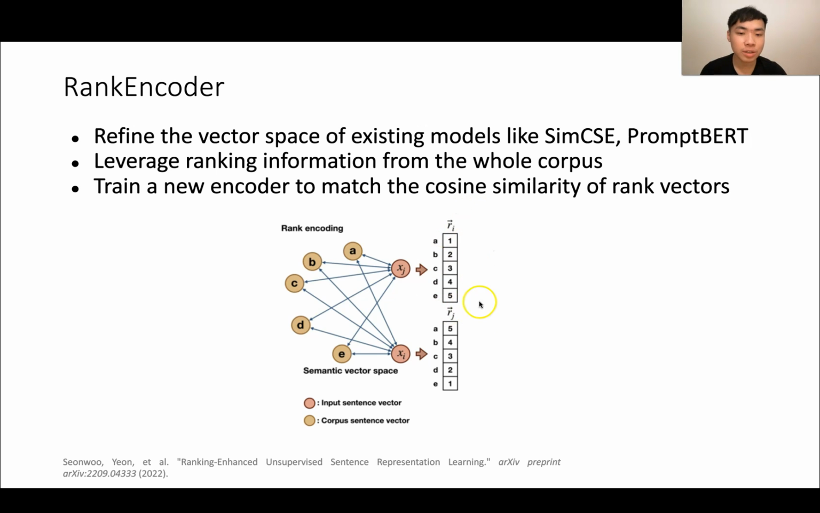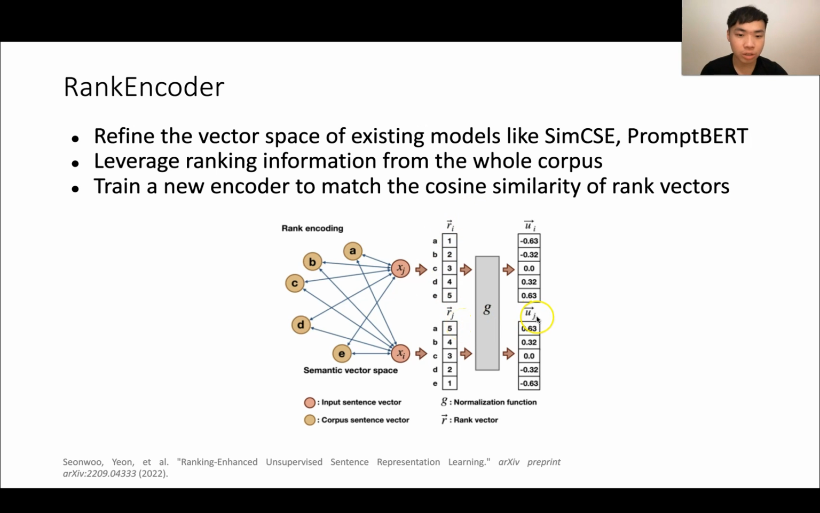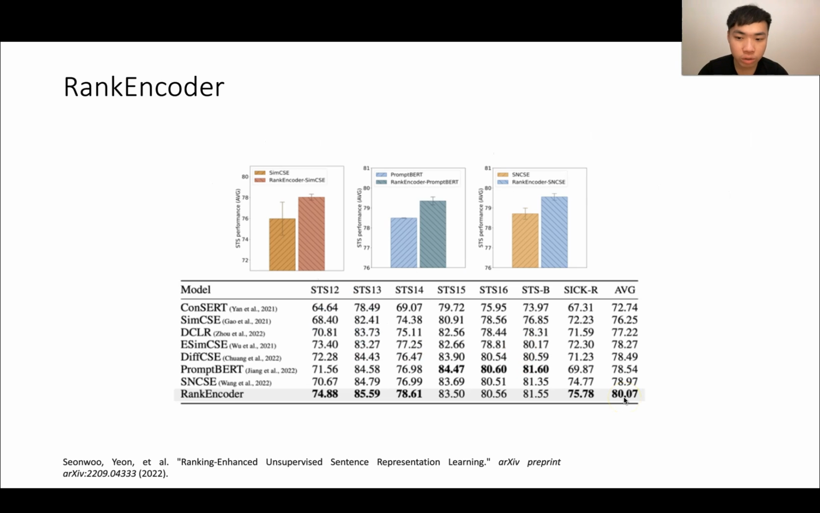And after we obtain this ranking vector, we can normalize the ranking vector and get a real sentence embedding to do the downstream task. And also we can further train a new encoder to match the cosine similarity of the ranking vectors to further boost the performance. Here the result of RankEncoder is even better than PromptBERT and all the other models we introduced previously. And this kind of framework can be compatible with all sentence encoders, so it's a very powerful technique.